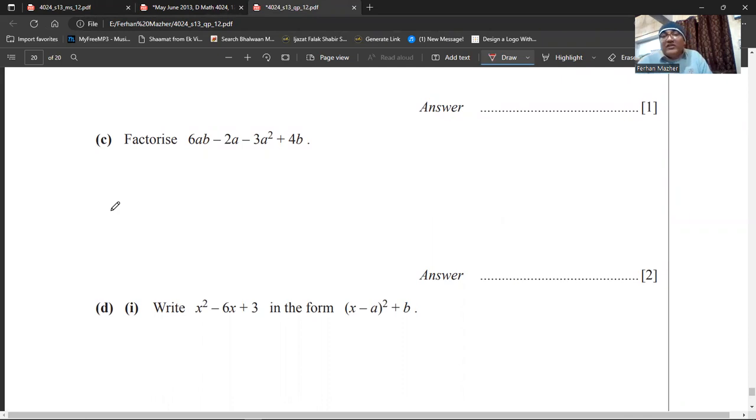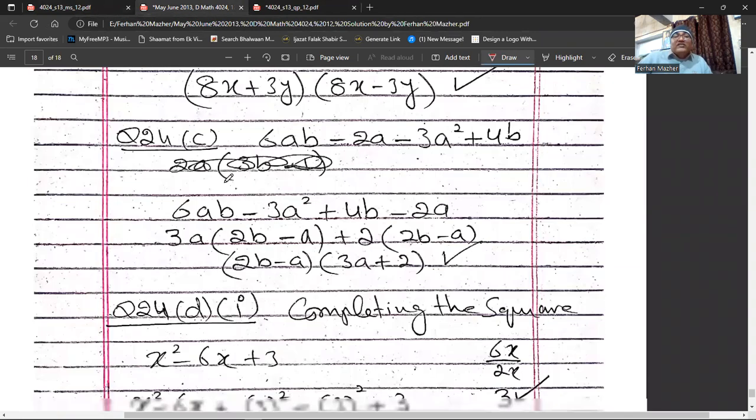Here we have 4 terms and we want to factorize them. So here you have to do a little rearrangement. Bring this minus 3a squared here. Take this at the last. And then it will become very easy to factorize.